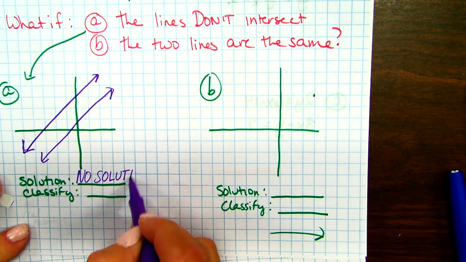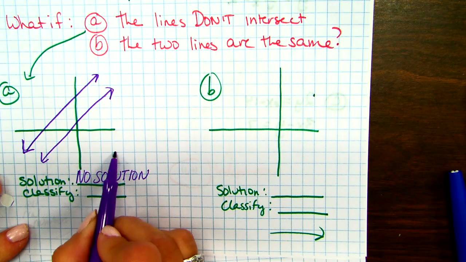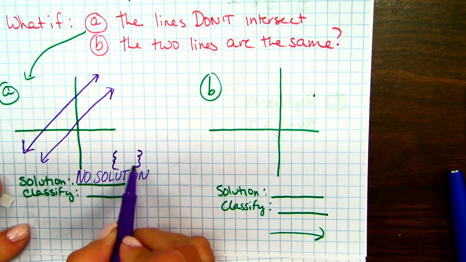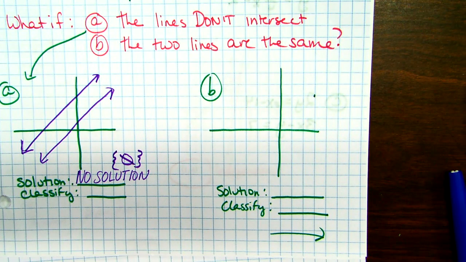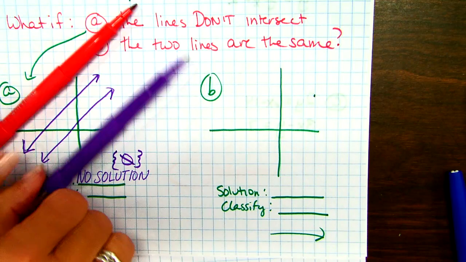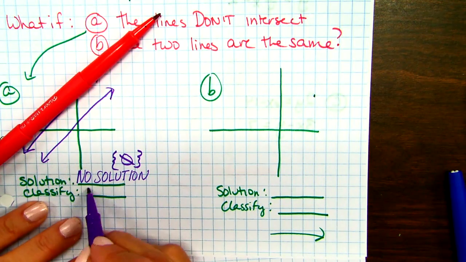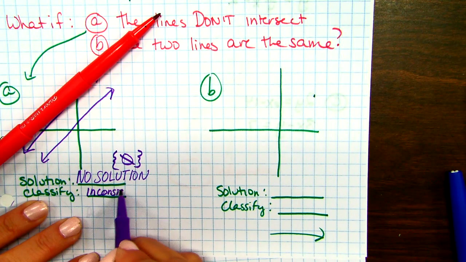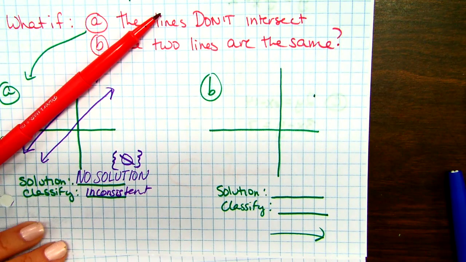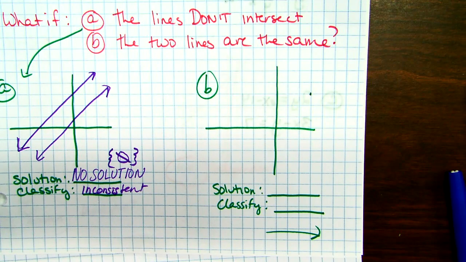No solution. And another way of writing no solution is like the fancy brackets with a 0 inside. I just think it's easier to write no solution. And the classification of that is inconsistent. Well, it doesn't make any sense. How can we solve a system when they don't even touch? It's inconsistent. That's what we classify it. Okay? So 2 lines that don't intersect, aka parallel lines, have no solution, and they're called inconsistent.